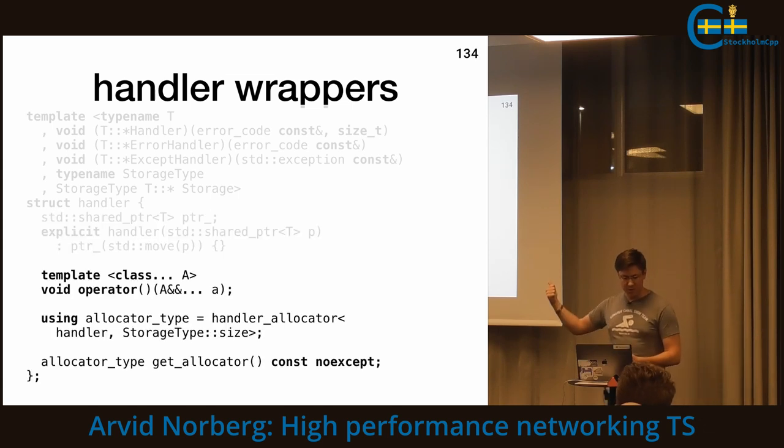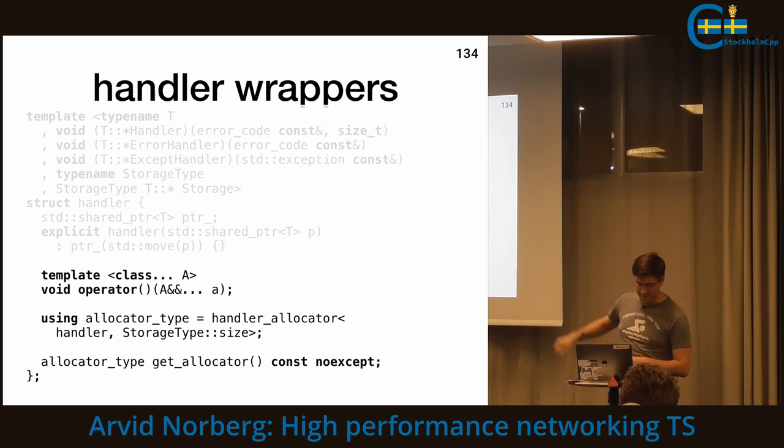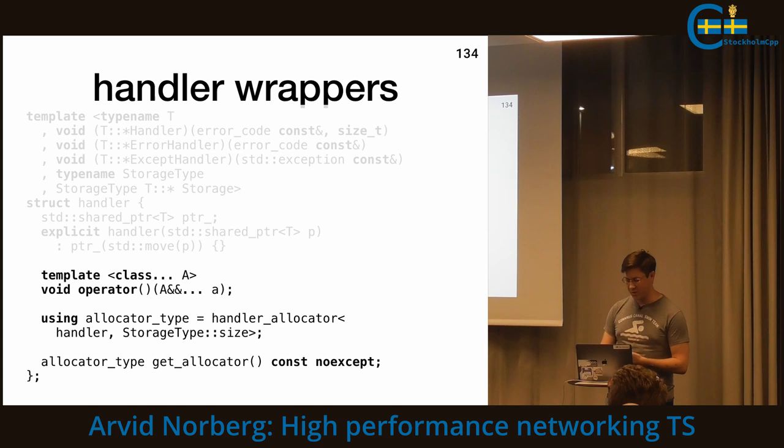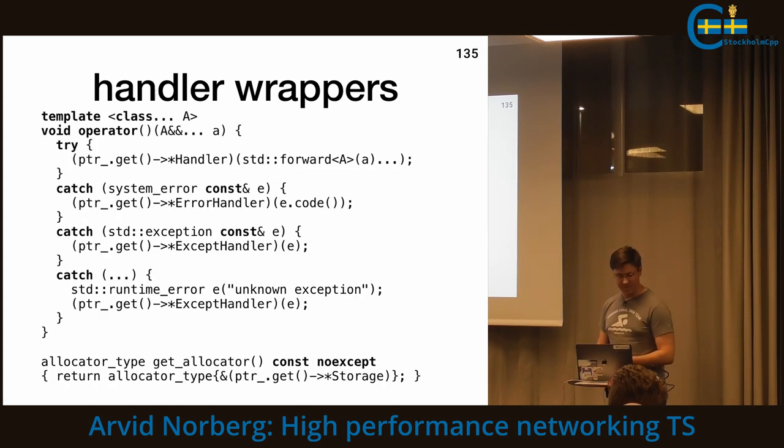We have the function call operator, and we have the allocator type. We can get the allocator type out of the, well, actually, we know what the allocator type is, and we know what the size is, because we can pull that out of the storage type, which is a template argument, and that's a compile time value. And then we have a get allocator function. So the get allocator and the call operator functions, what do they look like? Well, they look like this.